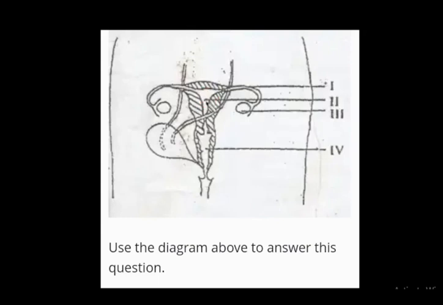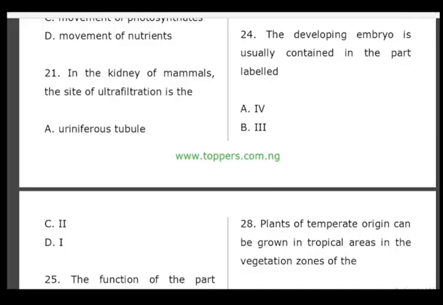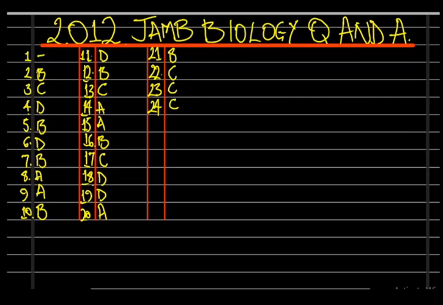And that is usually the part that is called the uterus or the womb. So it is Roman numeral 2. This place here, the Roman numeral 2, is the part that is responsible for housing the developing fetus or embryo. So that is our answer, option C.